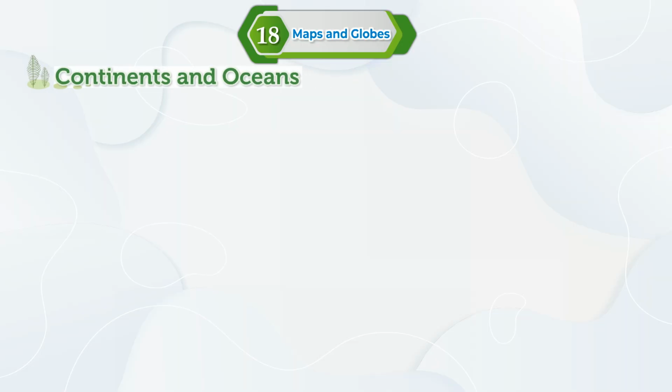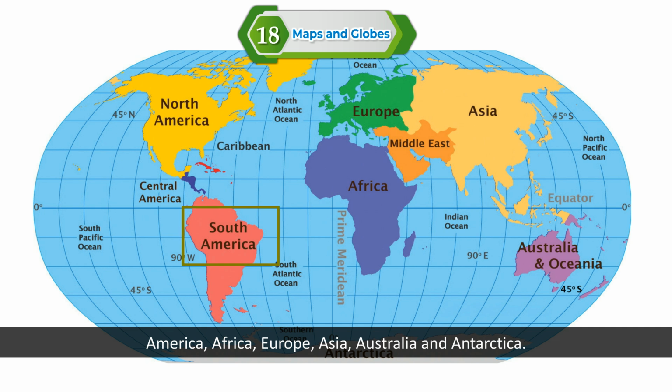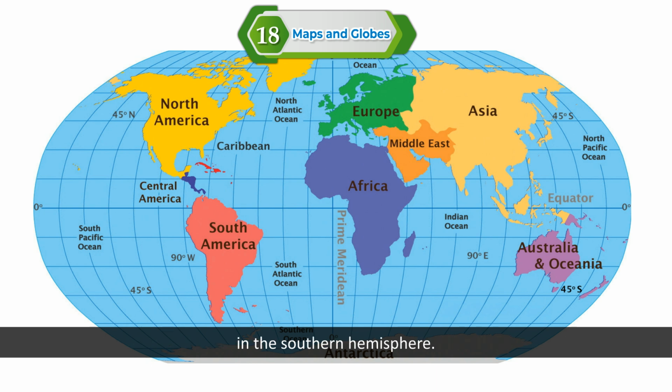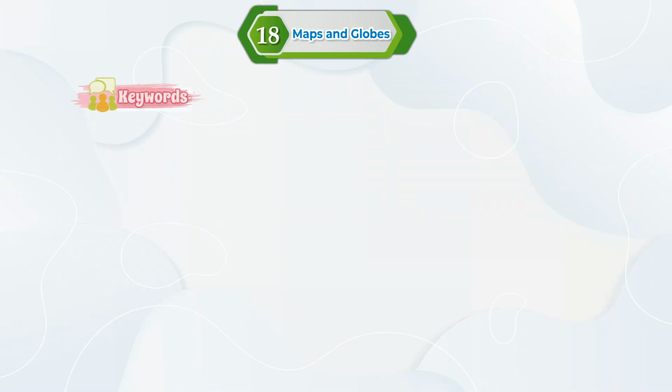Continents and oceans. The land surface of our earth is divided into 7 continents: North America, South America, Africa, Europe, Asia, Australia and Antarctica. The continental landmasses are concentrated more in the northern hemisphere than in the southern hemisphere. The earth has 5 oceans: Pacific Ocean, Arctic Ocean, Atlantic Ocean, Indian Ocean and Southern Ocean.